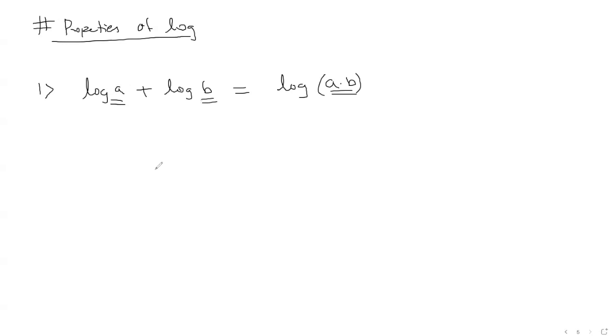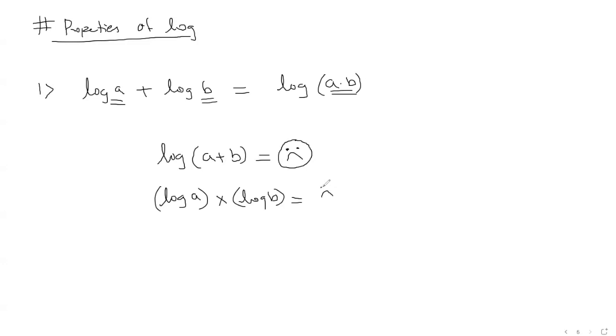Now, about properties, I see students making mistakes all the time. They invent their own properties, so please don't do that. I want to highlight here that log of A plus B cannot be expanded. There is no property for this. Keep in mind, I don't know why, but students make a lot of mistakes. They invent their own properties. Don't do that. Log of A plus B is just nothing. Also, if you have log A times log B, this also is not a property. This cannot be simplified. I wanted to highlight these things here.